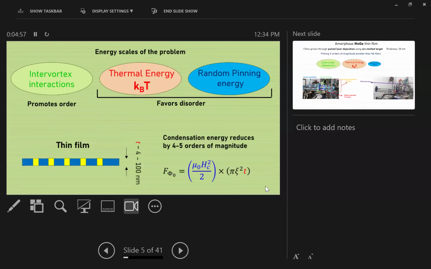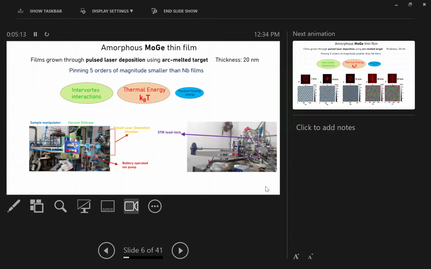The natural corollary to this would be that if I take a very thin superconductor, which is let's say a few nanometers to 200 nanometers thick, then the condensation energy will reduce by several orders of magnitude, and now thermal energy could become significant. Now, this we first studied in an amorphous molybdenum germanium thin film.